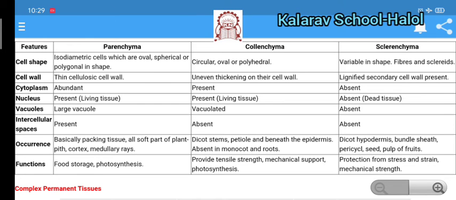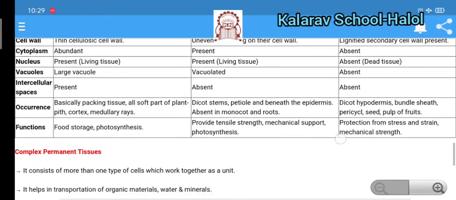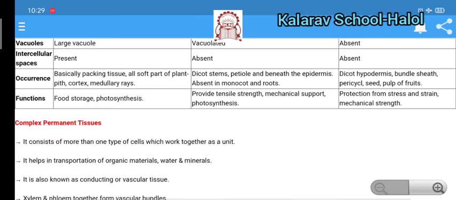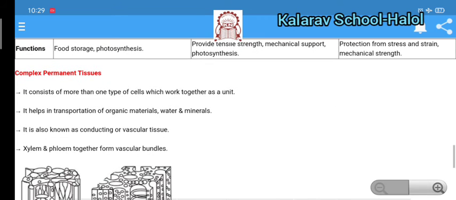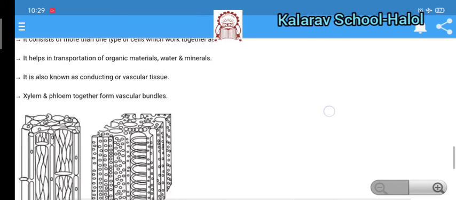The next tissue is the complex permanent tissue. It consists of more than one type of cell which work together. Firstly we studied simple permanent tissue. Complex means it contains two or more types of cells. It helps mainly in transportation of materials. It is also known as conducting or vascular tissue. Xylem and phloem are the two vascular tissues.